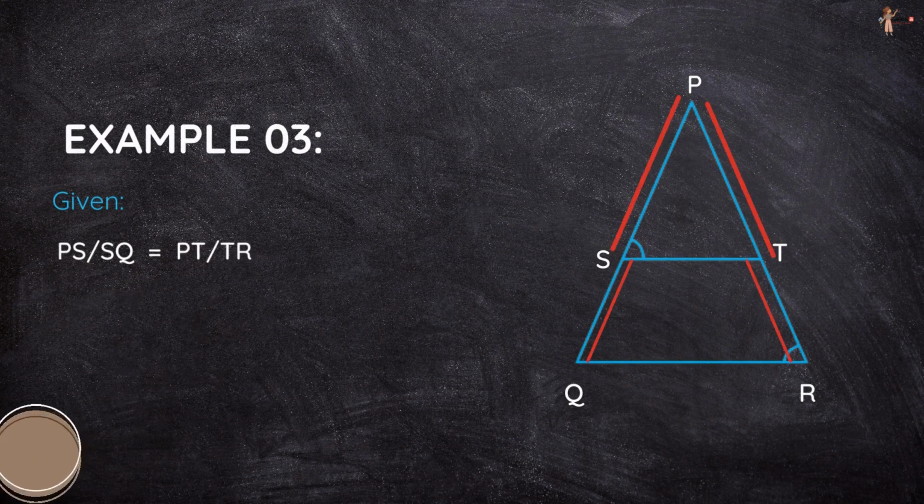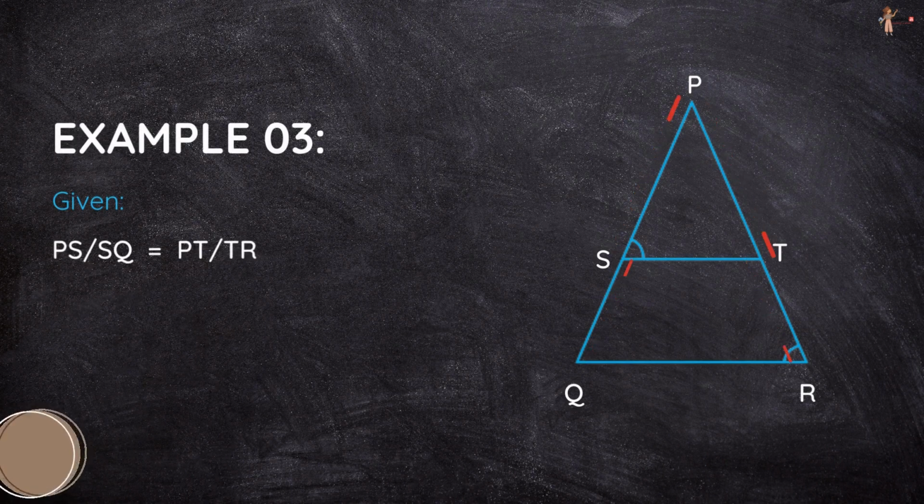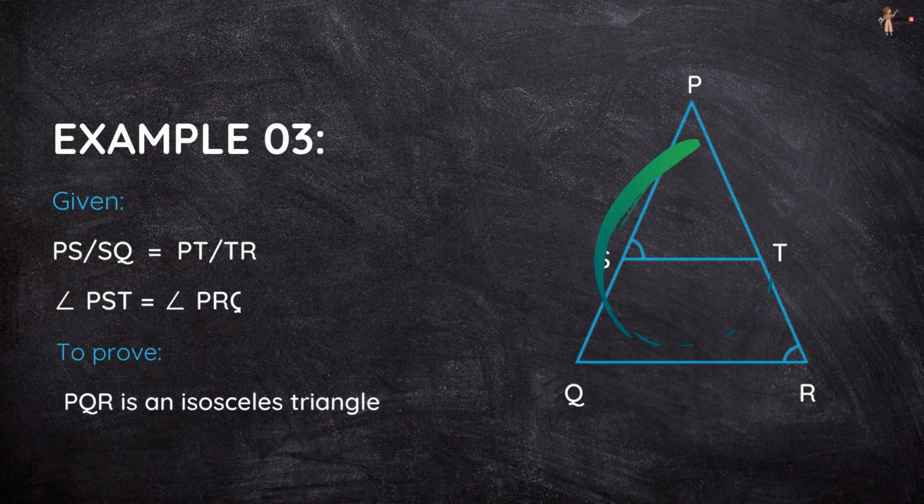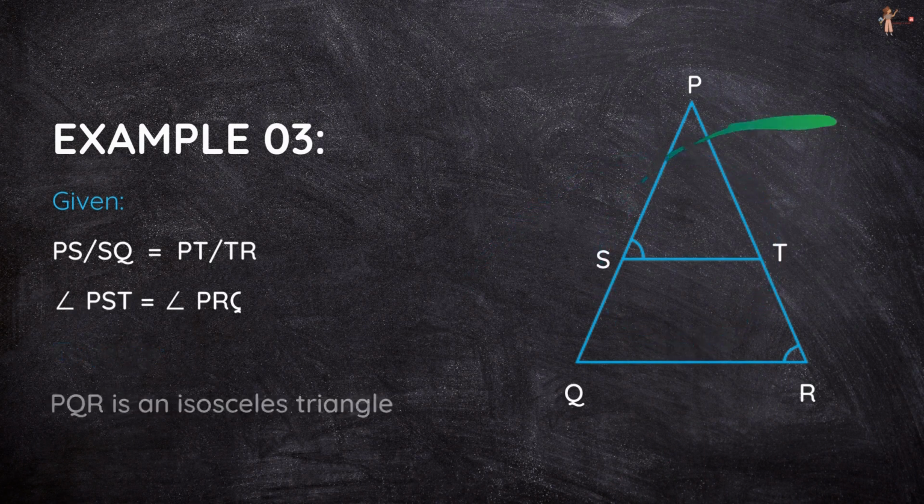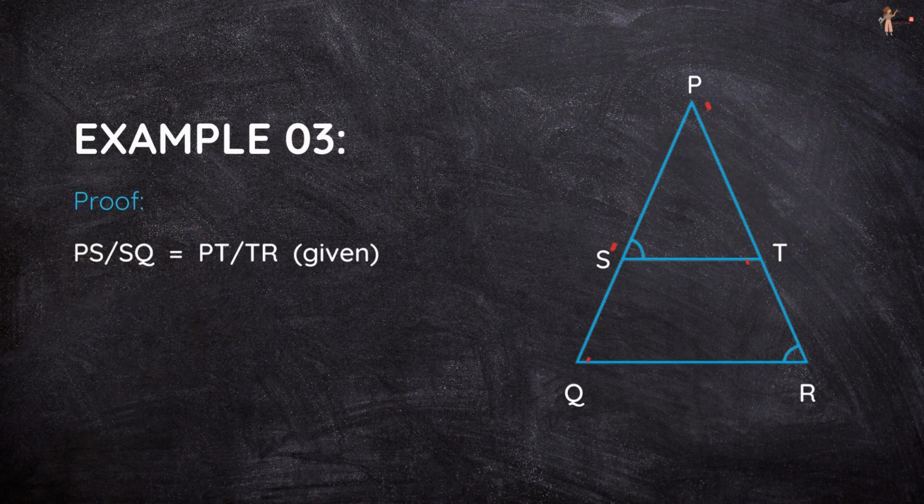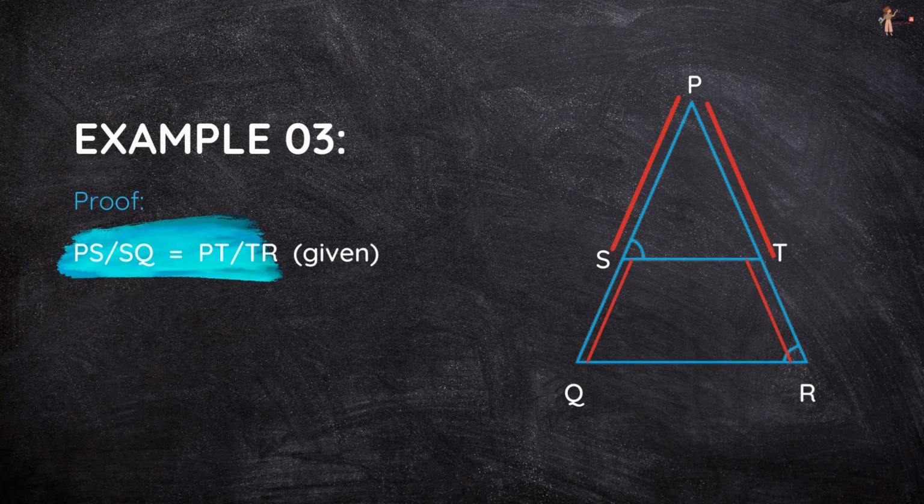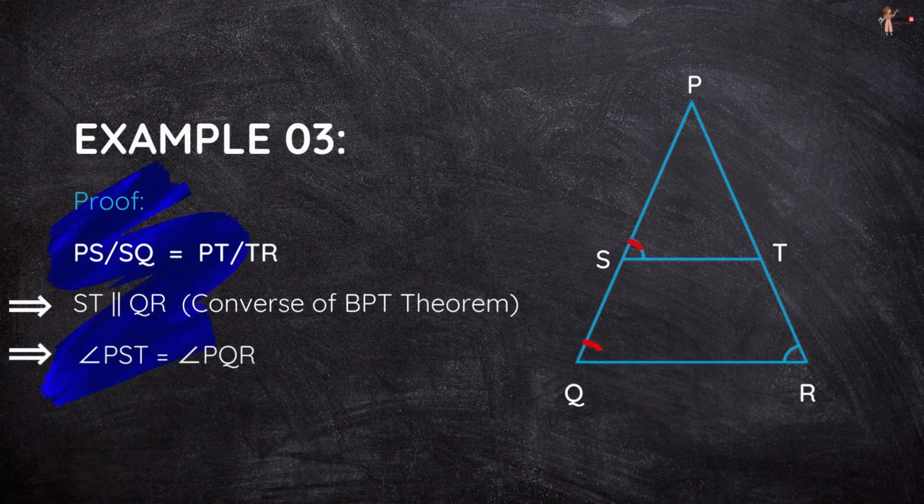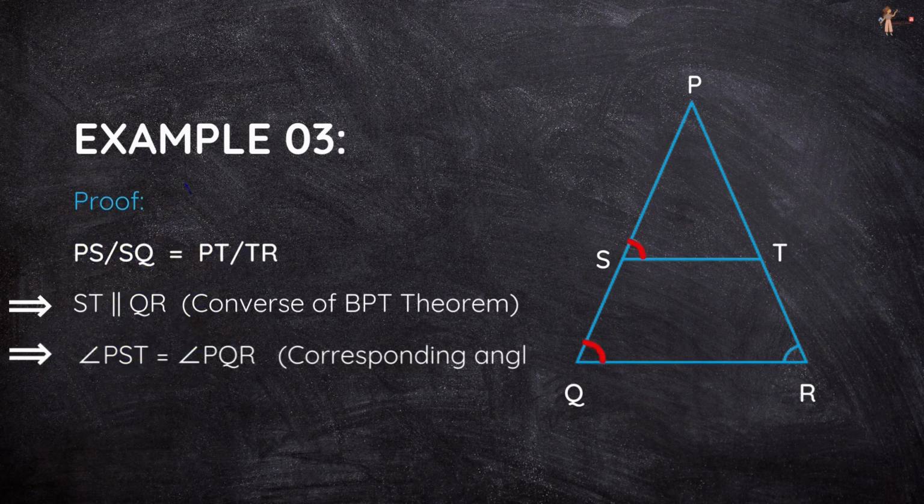In the given figure, PS upon SQ is equal to PT upon TR and angle PST is equal to angle PRQ. We need to prove that PQR is an isosceles triangle. Now we are given that PS upon SQ is equal to PT upon TR. So this implies that ST is parallel to QR, converse of BPT theorem. Therefore, angle PST is equal to angle PQR, corresponding angles.